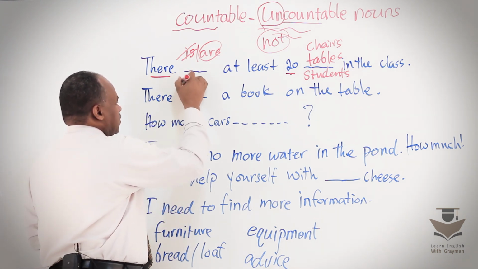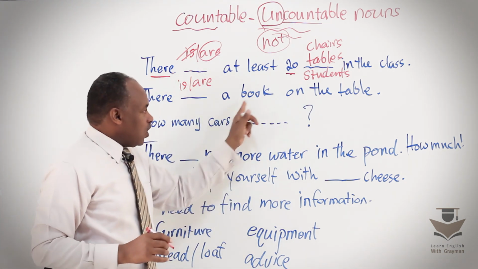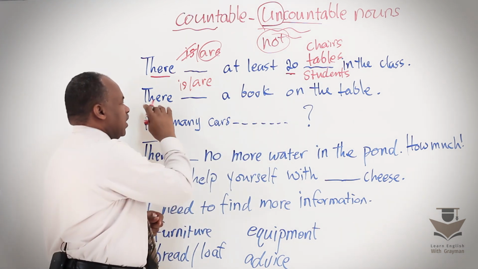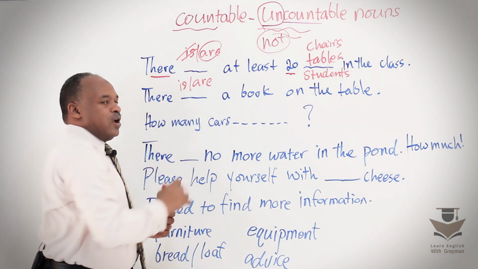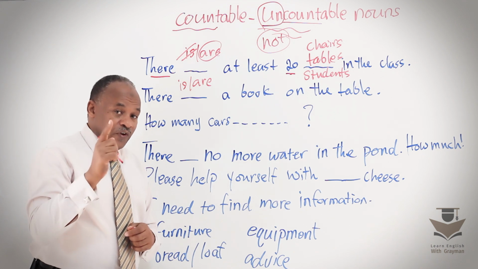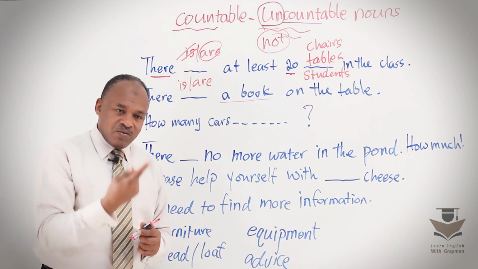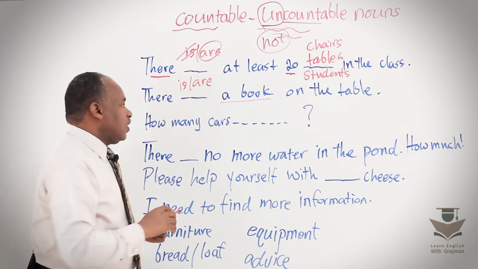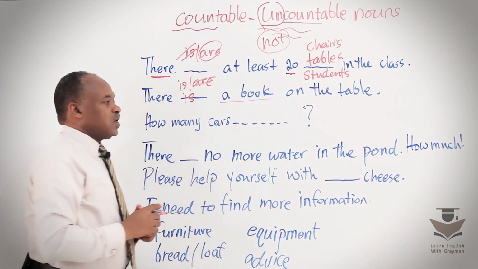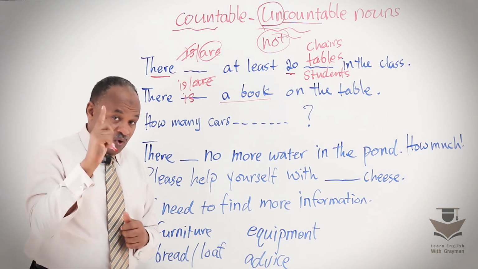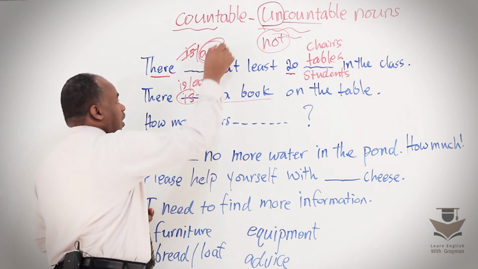So let's look at this one here. Should we go for is or are? Okay, a book on the table. Should we say there is a book on the table, or should we say there are a book on the table? Do not forget, a book means one book. It's countable, but it is one. So we say there is a book on the table because it is one book. With singular, we use is. With plural, we use are.